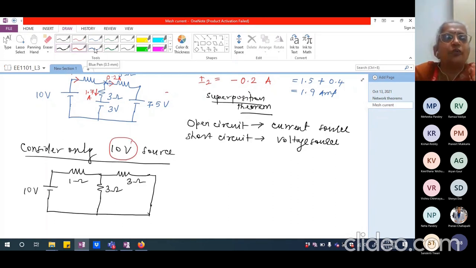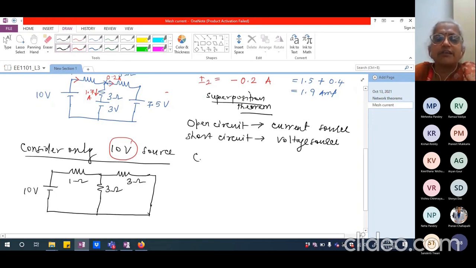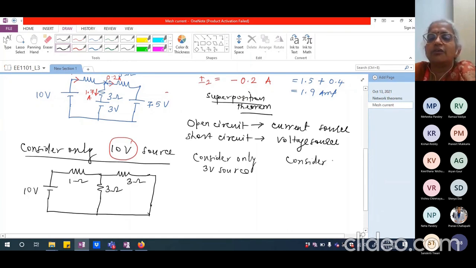Similarly, let me draw for the other two also. Okay, I'm going to say consider only 3 volts source. And the last one is consider only 7.5 volts source.